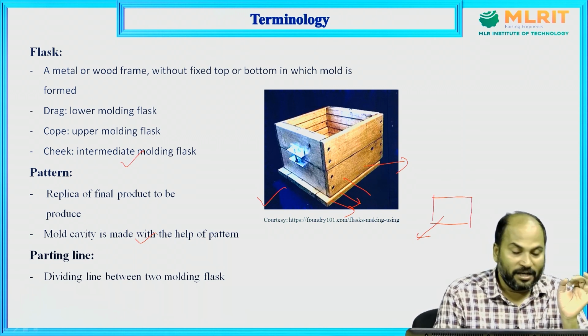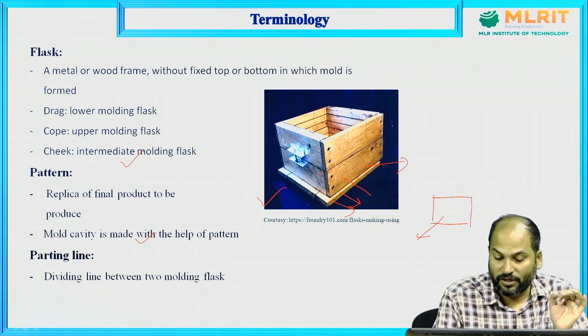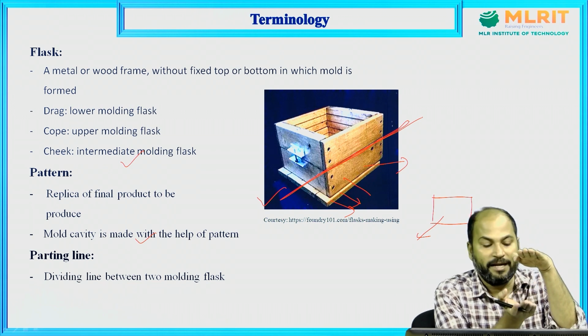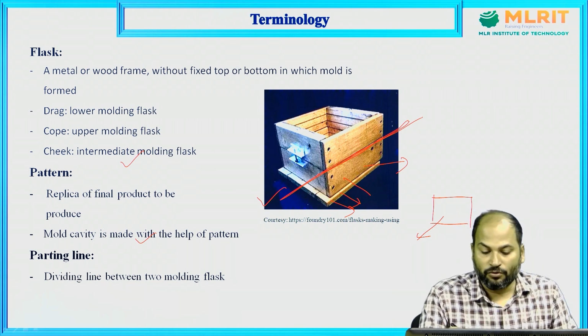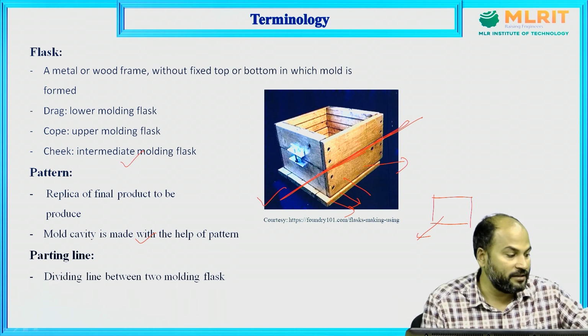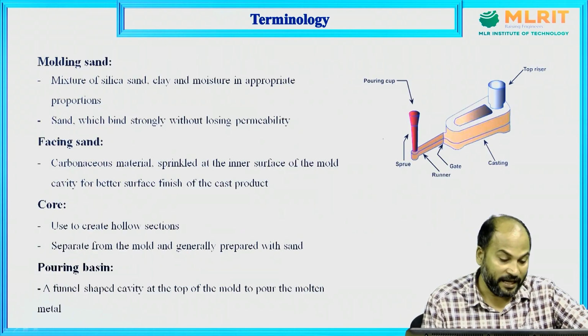Okay. Third is parting line. This is known as the parting line, the intermediate or dividing line. If the cope is on the top and the drag is at the bottom, this line will be in between. This line is known as the parting line or dividing line.